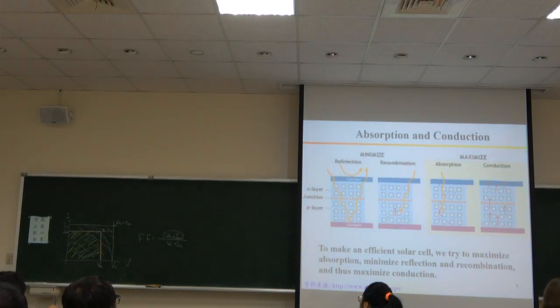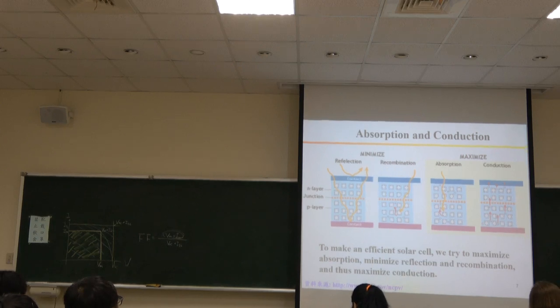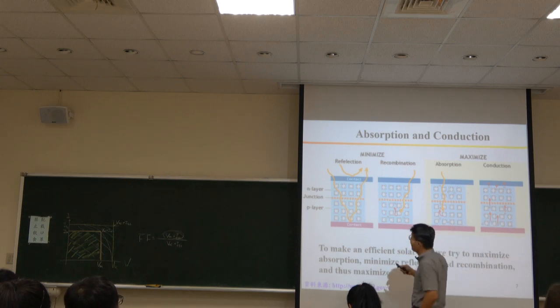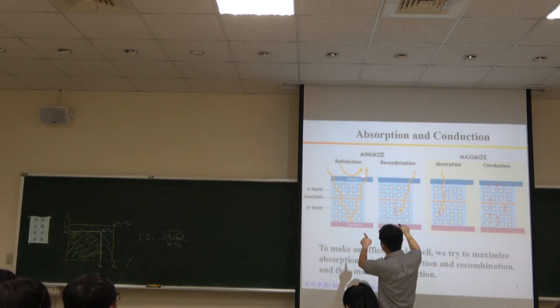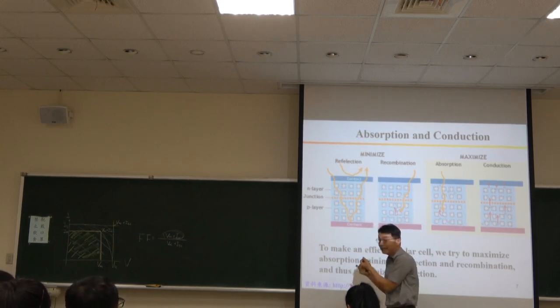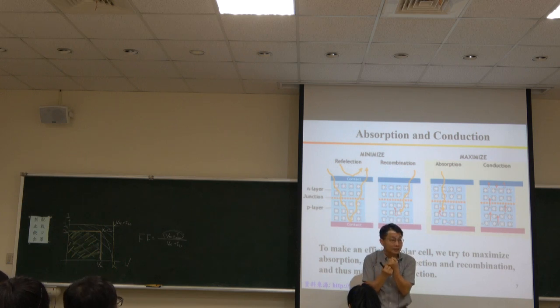So, absorption and conduction. Here, we need some parameter that we need to minimize, so-called reflection. We need to minimize the reflection, that means on the surface of the cell, if there is light, it reflects. Which means that less light is absorbed into the cell, right?